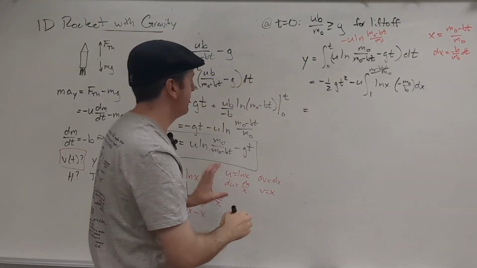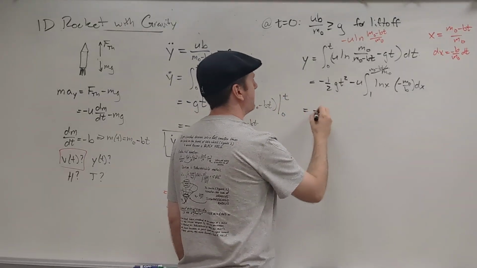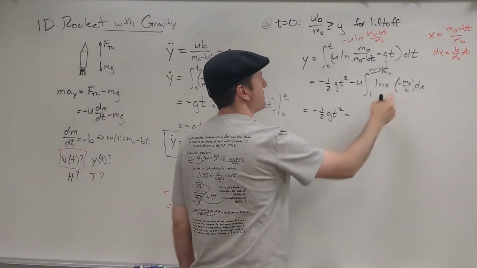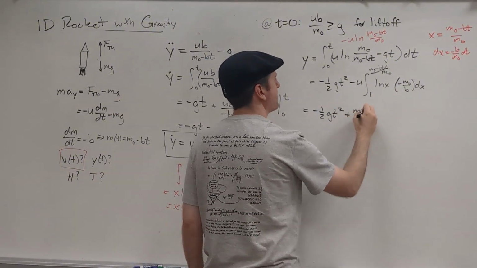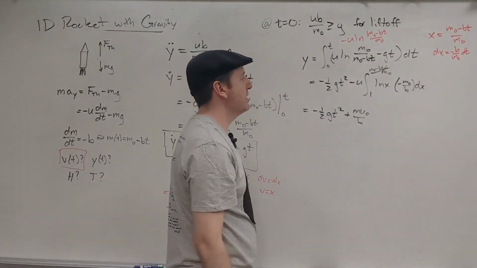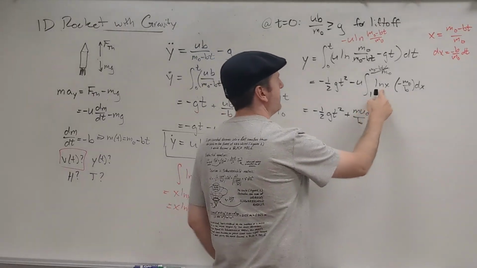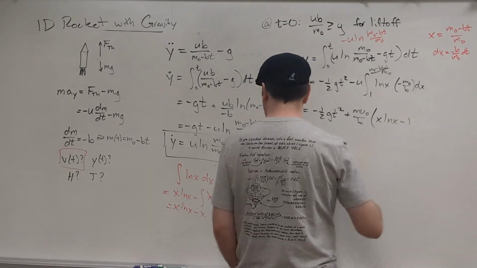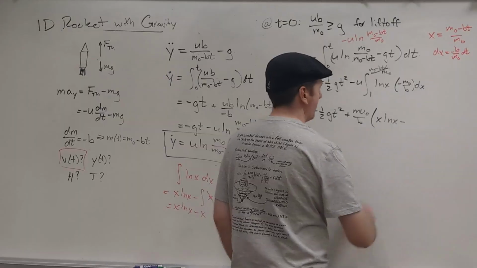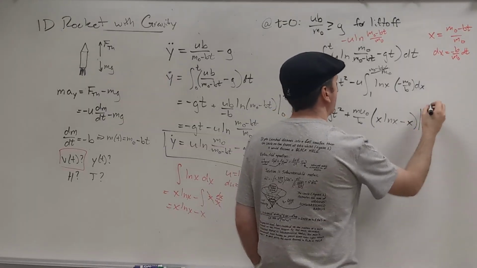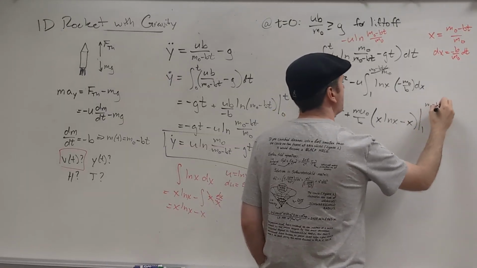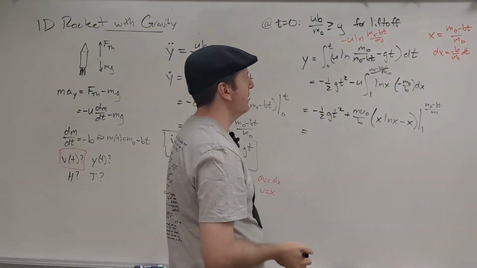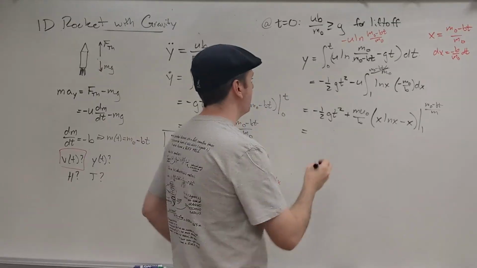And now we can use the result that we just did down below. This minus and this minus will combine. I can pull that constant out to the front. And then I'm going to have x ln x minus x, not 1, evaluated from 1 to this mess. Okay, let's go ahead and plug everything in.